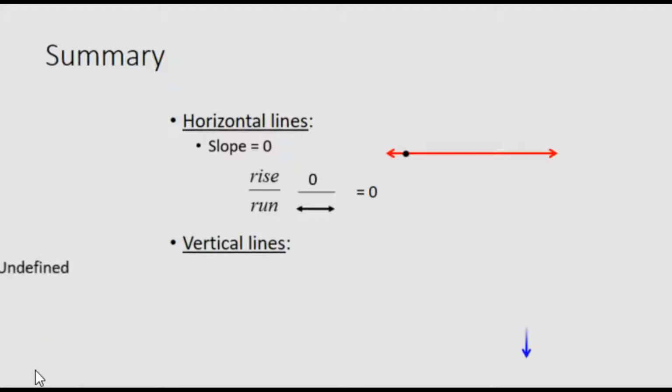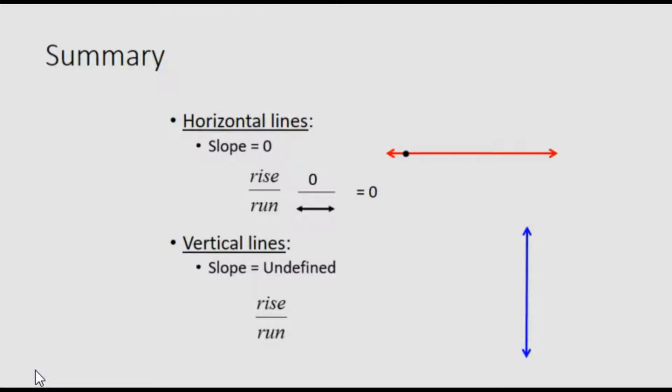In summary, if we're given a horizontal line, the slope is equal to 0. 0 being a number. Our description of rise over run means we have all kinds of run, but we have no rise, which results in a value of 0 for the slope. And again, 0 being a number. Vertical lines, on the other hand, we found slope is undefined.